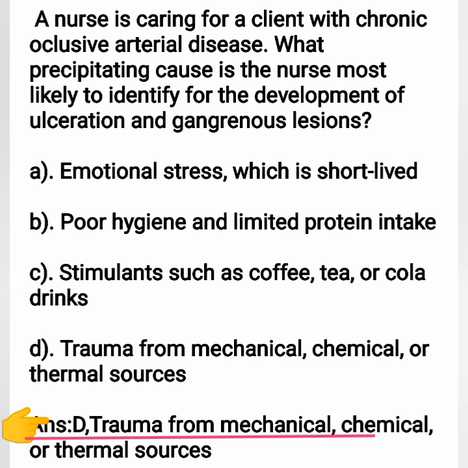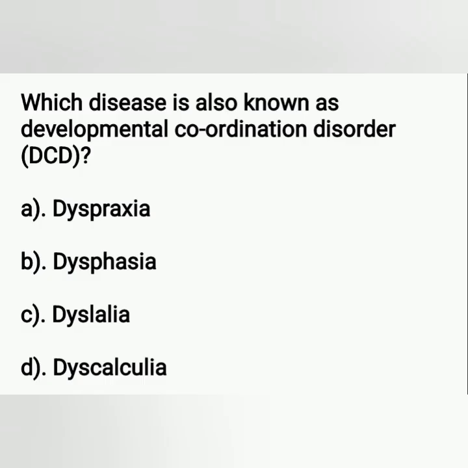First option, emotional stress, which is short-lived, will not be a proper precipitating cause for the ulceration gangrene. Poor hygiene, limited protein intake and stimulants such as coffee, tea or cola do not immediately develop ulceration gangrene, but any injury like mechanical, chemical or thermal sources can lead to ulceration gangrenous lesion.